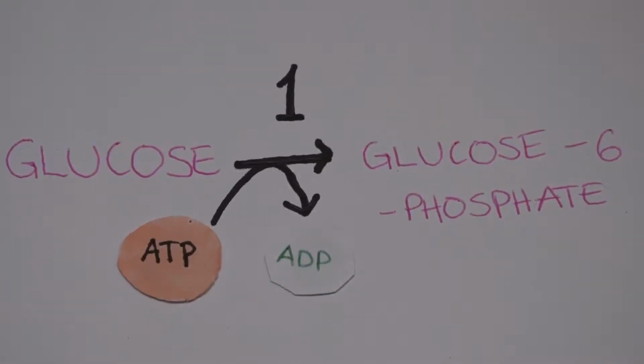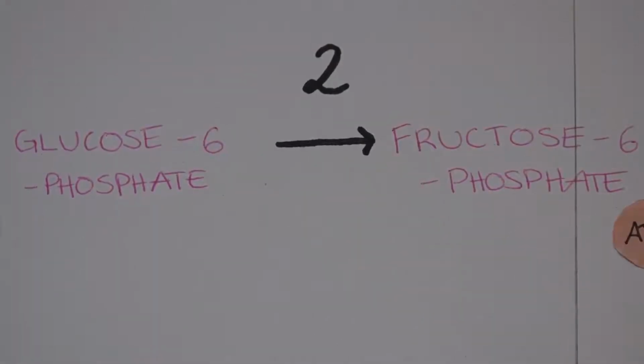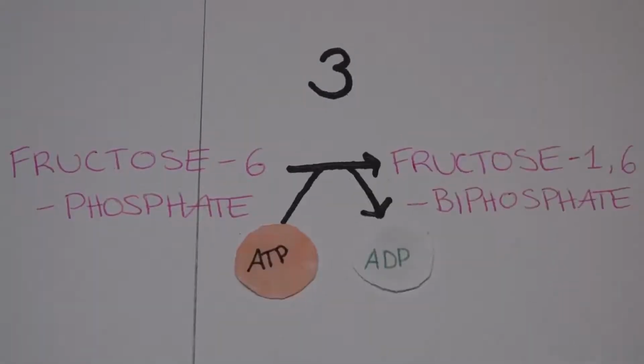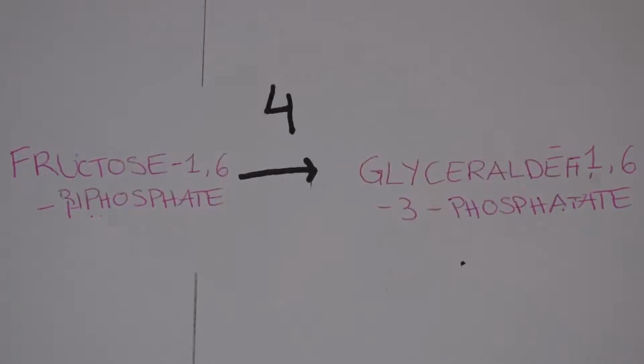Firstly, glucose turns into glucose 6-phosphate. We will call it G6P in short from now on. This process requires 1 ATP. Glucose is phosphorylated by the enzyme hexokinase to become G6P, using the inorganic phosphate from the ATP. Then G6P turns into fructose 6-phosphate. Fructose 6-phosphate is then phosphorylated by the enzyme phosphofructokinase 1 into fructose 1,6-biphosphate. This reaction requires a hydrolysis of 1 ATP.